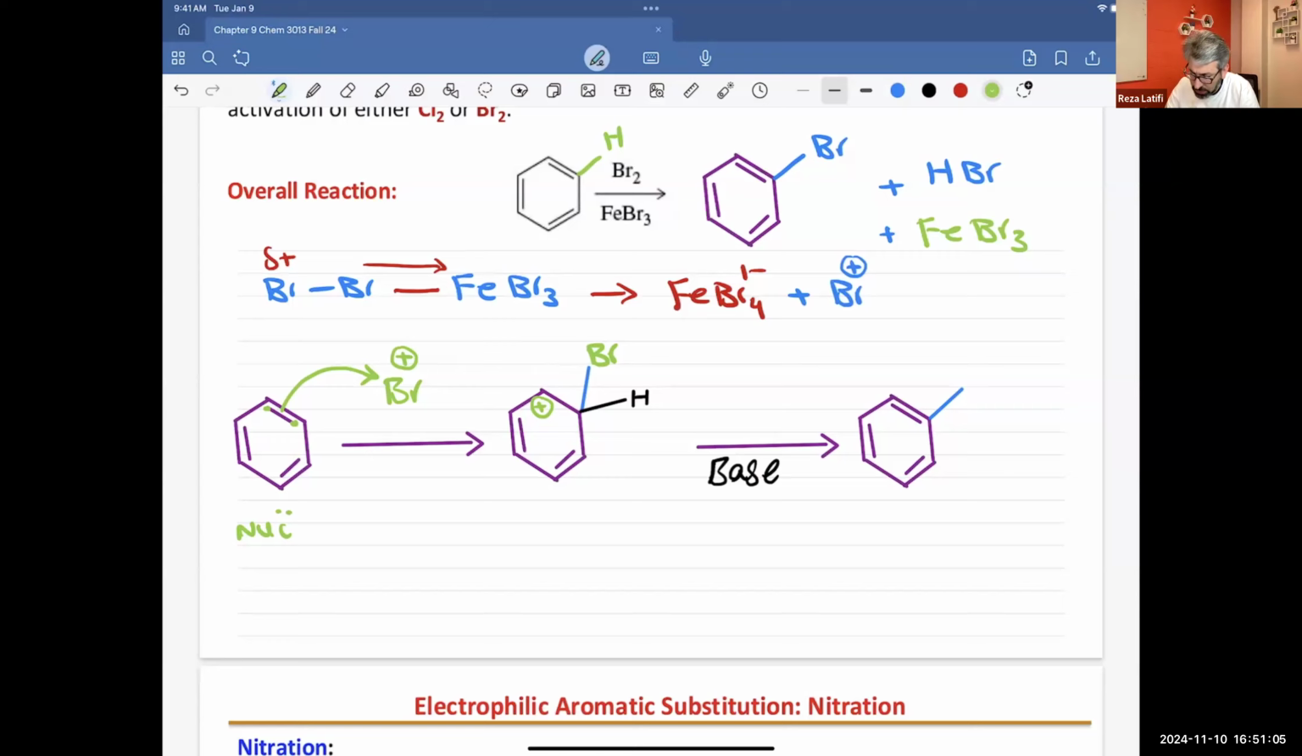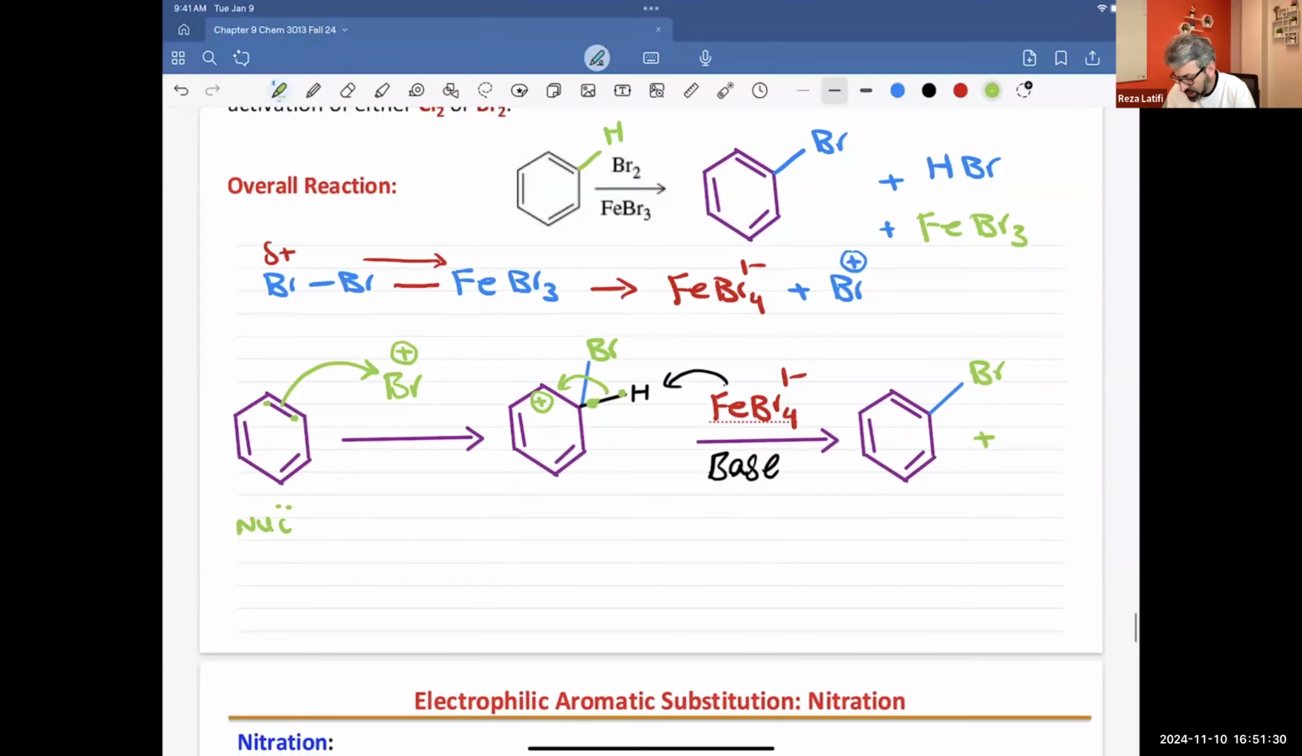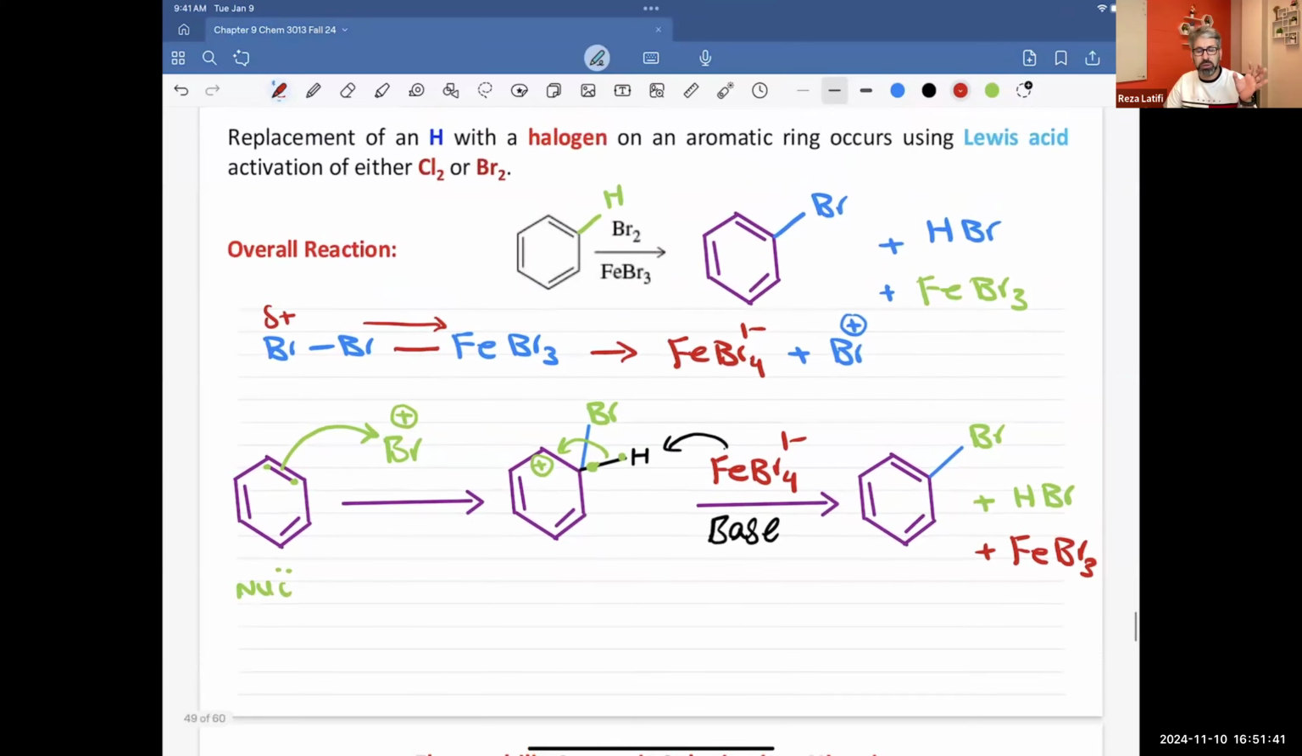We need to have a base, and our base will be FeBr4 with a negative charge. This one is going to go after this hydrogen, and it will take the hydrogen as H+, and those 2 electrons will be given to carbon. Now we get a double bond there, and bromine is here. So the H will be paired with the bromide and turn into HBr, and we will get FeBr3 back. So the main product here is going to be replacing hydrogen by a bromine atom.